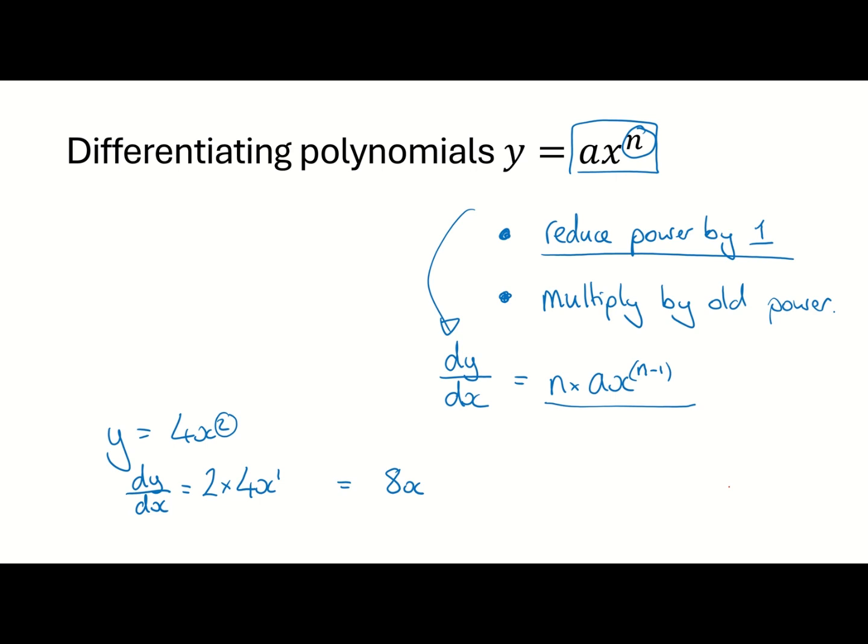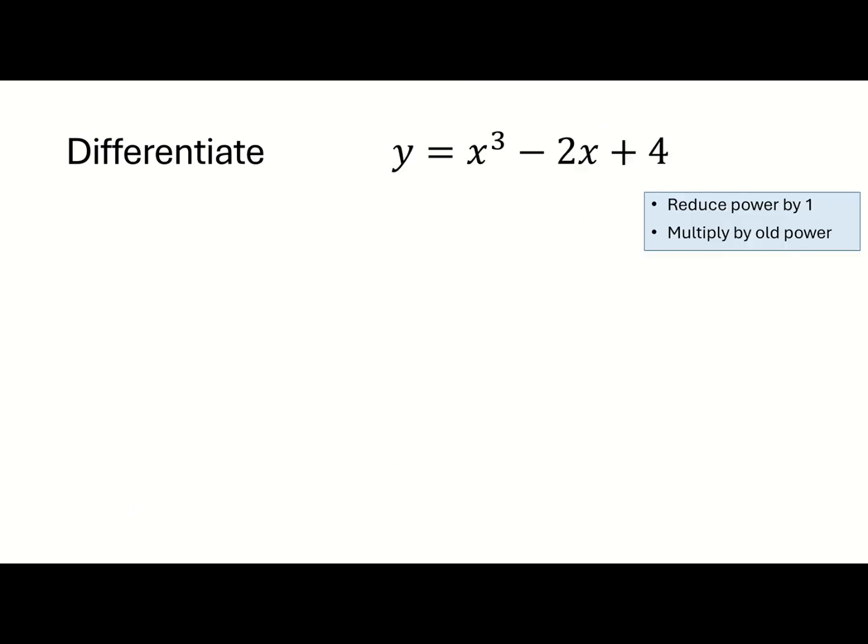Okay, let's have a go at a couple more. So let's differentiate this over here. And as you can see, I've got more than one term here. I've got x cubed, a minus 2x, and a plus 4. But we just take each term by term and apply our rules. So let's look at the first one. dy over dx is equal to, okay, reduce the power by 1. So x cubed will become x squared. And then we need to multiply by the old power. So 3 times this over here.